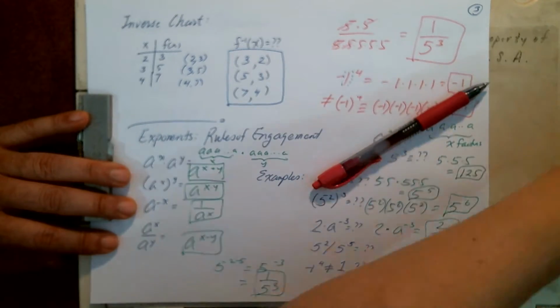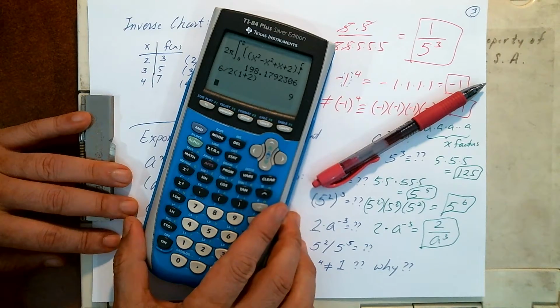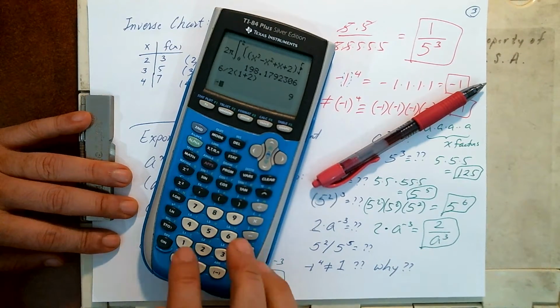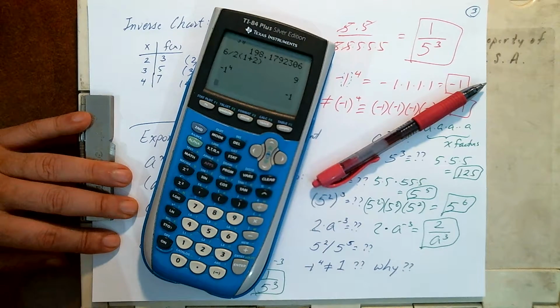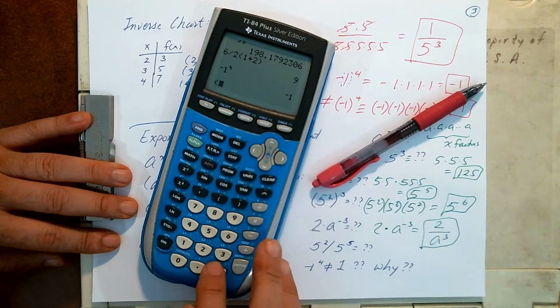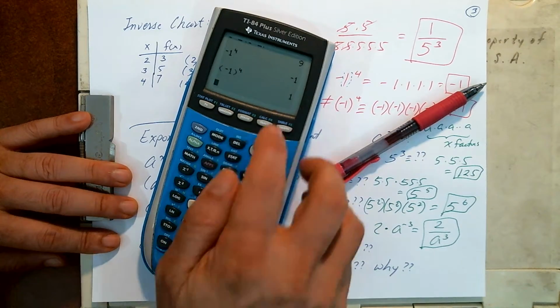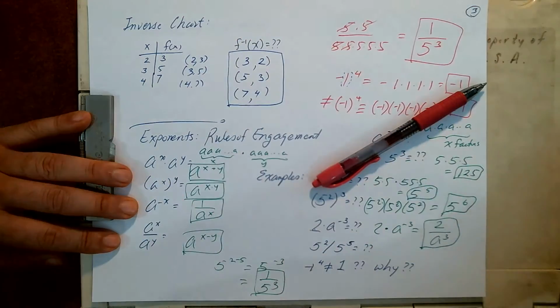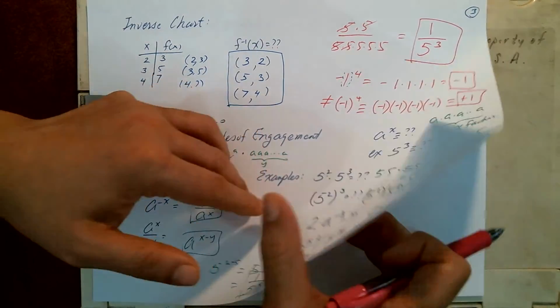You can use it on your calculator as well. If you go something like this, negative 1 exponent 4, and you end up with negative 1. Okay, if I go quantity negative 1 to the 4th, I end up with positive 1. Okay, all right, so we're on third page. There's only 2 more pages to go.